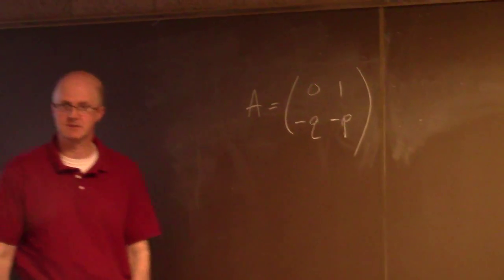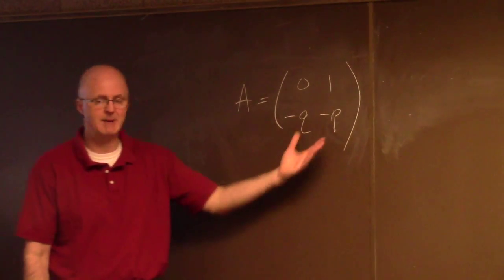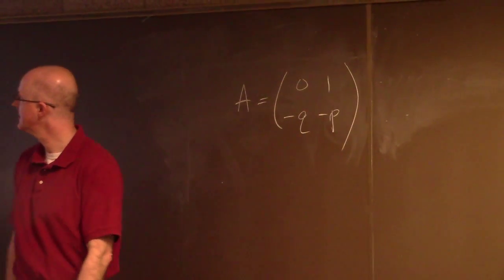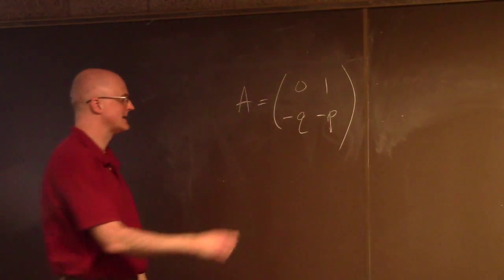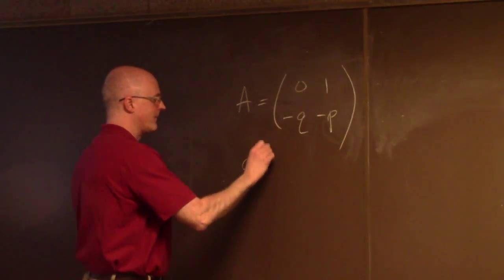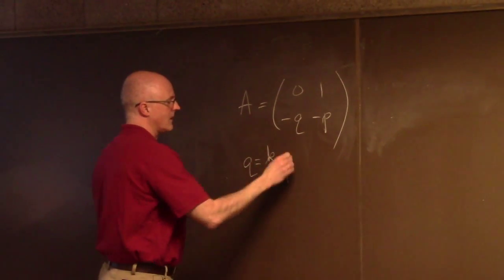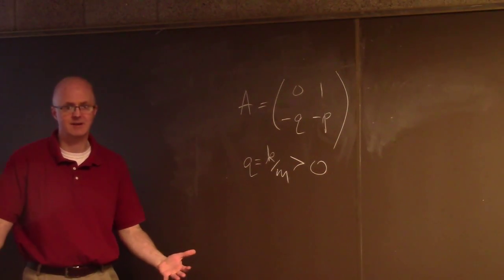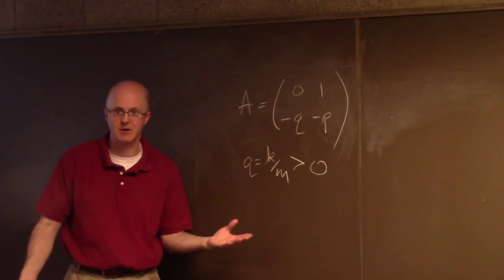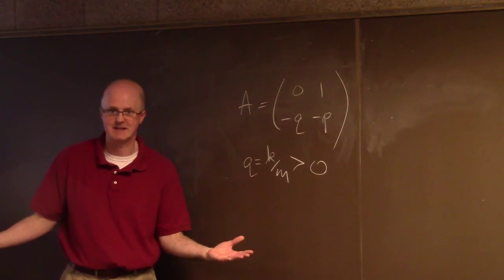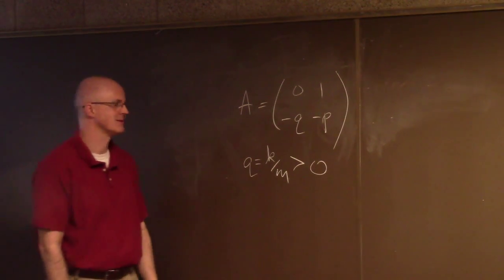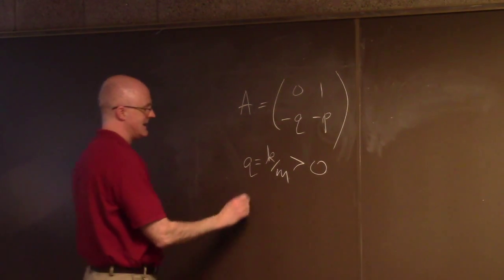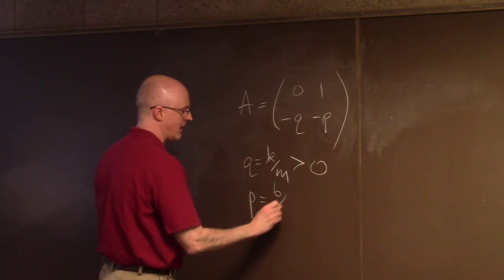So there's our matrix. We've got these two unspecified parameters, p and q. Q is, again, k over m, which has to be positive, otherwise we don't have a spring, right? If k is 0, there's no spring. It's not a spring problem anymore. There's no oscillation in that case. P is b over m.